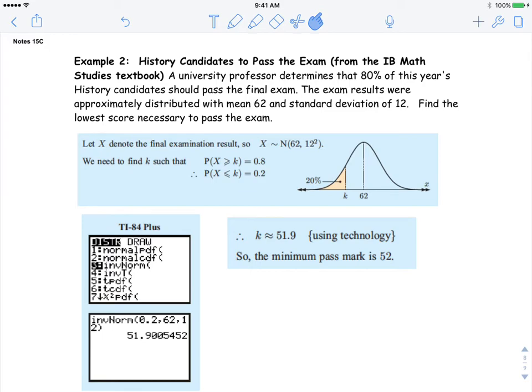So example 2 says the history candidates to pass the exam, and this is from our old IB exam or textbook. A university professor determines that 80% of this year's history candidates should pass the final exam. The exam results were approximately distributed with a mean of 62 and a standard deviation of 12. So here is your mean. And we want to find the lowest necessary score to pass the exam.